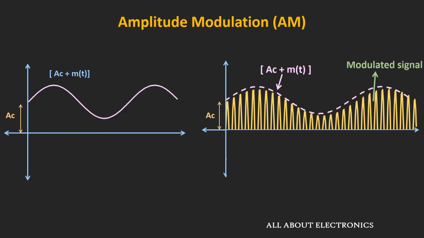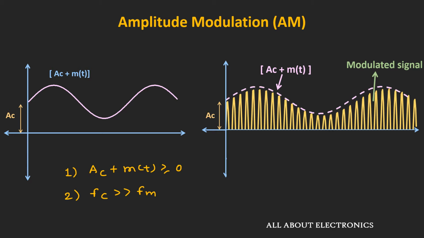But this envelope detection works when Ac + m(t) is greater than or equal to 0. That means the first condition for envelope detection is that Ac + m(t) should always be greater than or equal to 0. The second condition is that the carrier frequency fc should be much higher than the modulating frequency. Or in other words, the carrier frequency should be much higher than the maximum frequency in the message signal. We will see this envelope detection technique in a separate video.